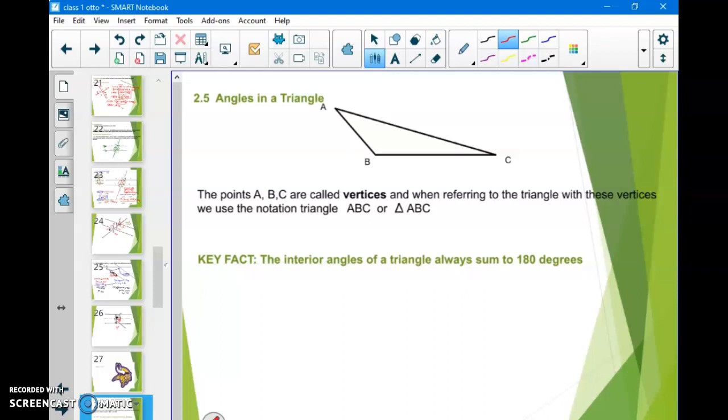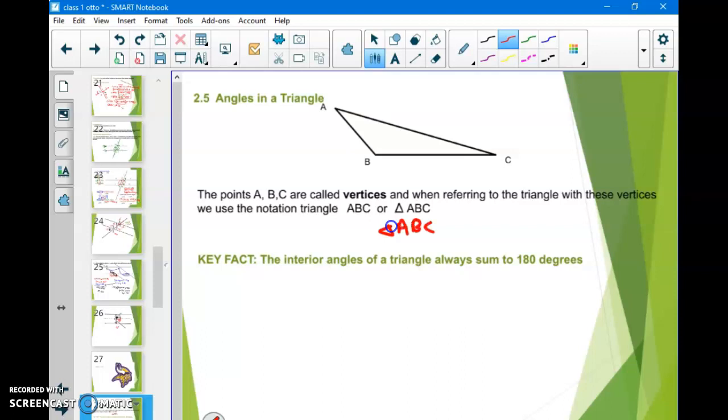Alright, so now we are on our fourth video, and this is going to be starting at section 2.5. And we have a cool fact. If points A, B, C are called vertices when referring to a triangle, we use the notation triangle ABC, or the little symbol for a triangle in front of the letters ABC.